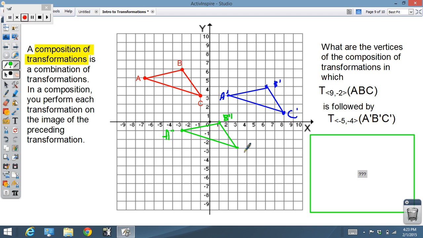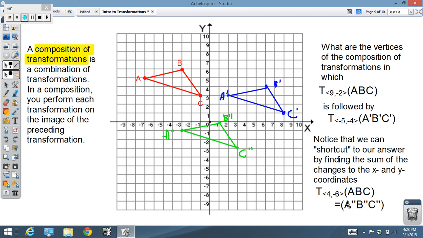Now I want you to notice one thing, that we still maintain size and distance in all of these cases. We could have simplified this by looking at our total amount of change. The total amount of change is 9 minus 5, or 4. Negative 2 minus 4 is negative 6. So the transformation in going from ABC to A double prime, B double prime, C double prime is actually given by the numbers that are over there in that other composition. In other words, I went over 4.